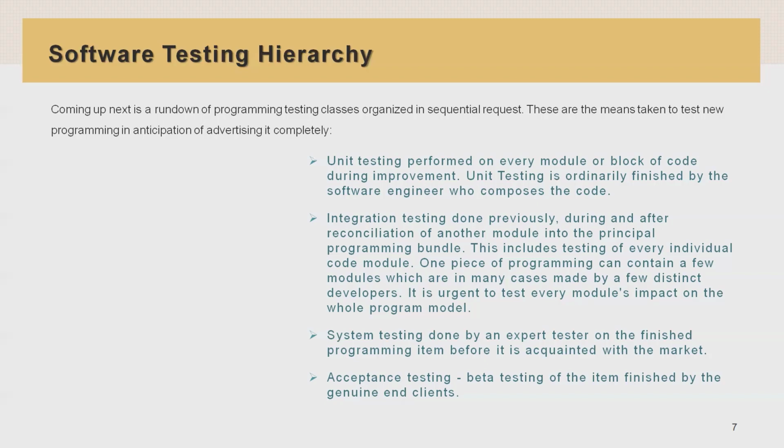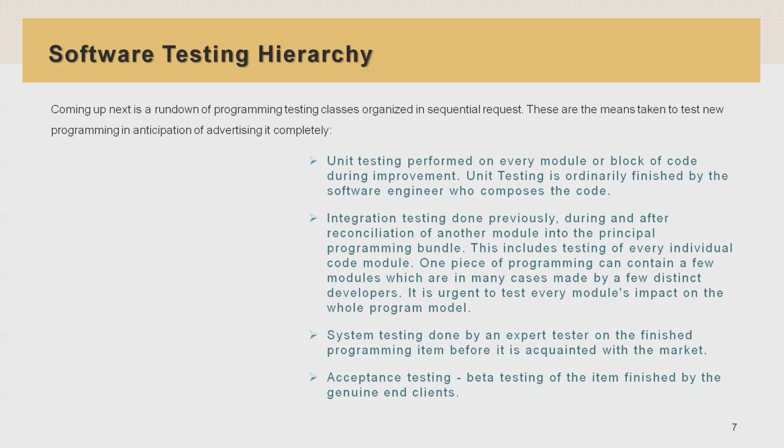This includes testing of every individual code module. One piece of software can contain several modules, which are often made by several different developers. It is crucial to test every module's impact on the whole program. Next is system testing, done by expert testers on the finished software items before it is introduced to the market.